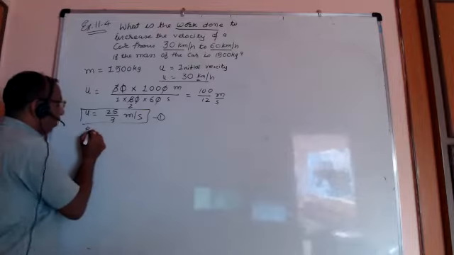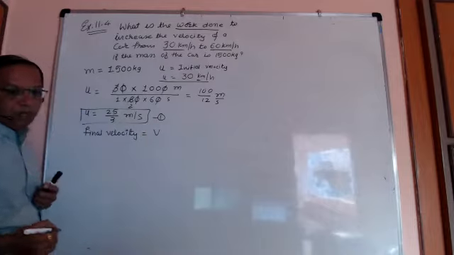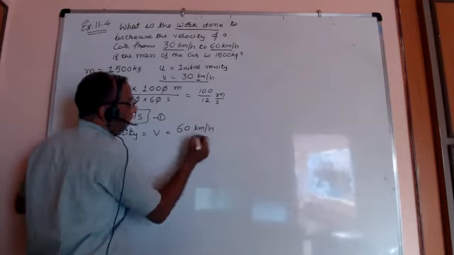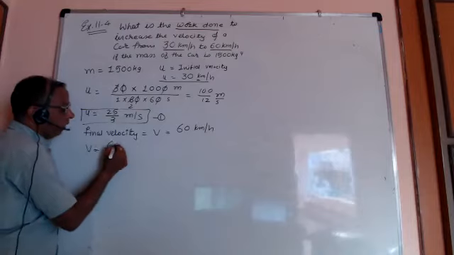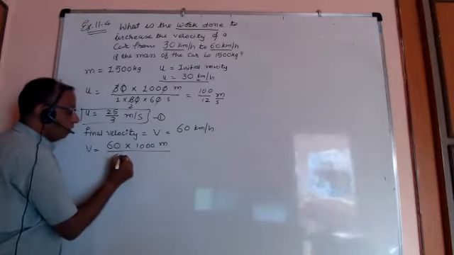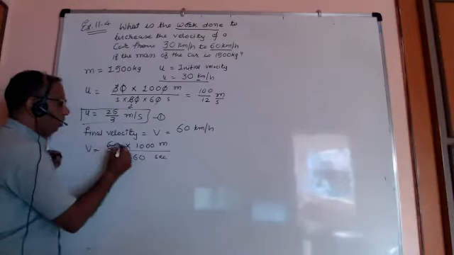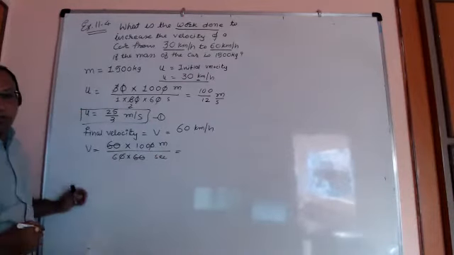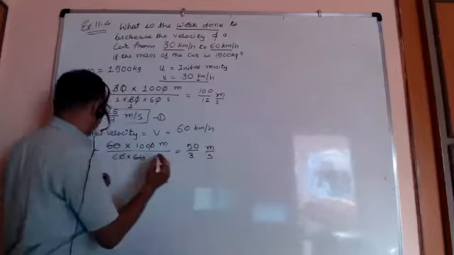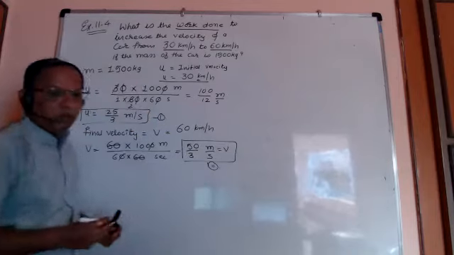Similarly, friends, the final velocity is called v, and the final velocity value given is 60 km per hour. If we convert it into meter per second, 60 into 1000 is meter, and once again 60 into 60 is second. So this is simple, the zeros cancel, and finally we get 50 by 3 meter per second. So this is the value of v we obtain.